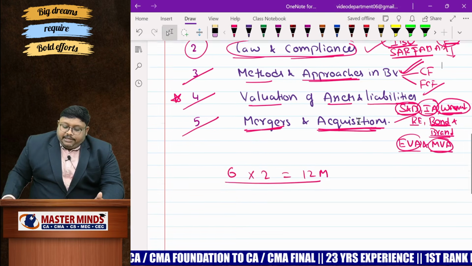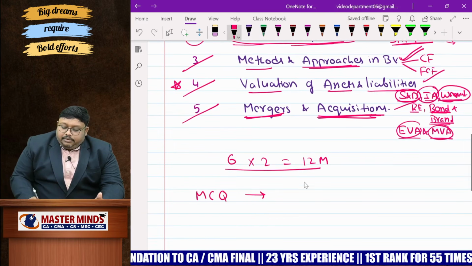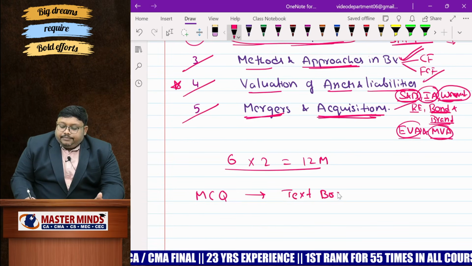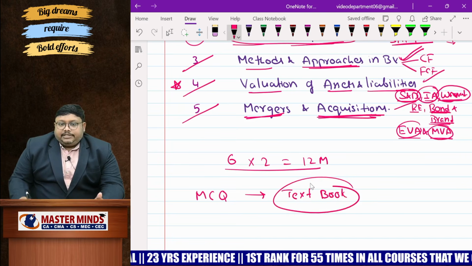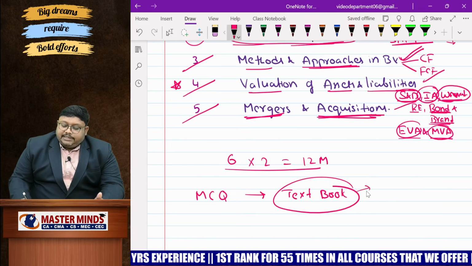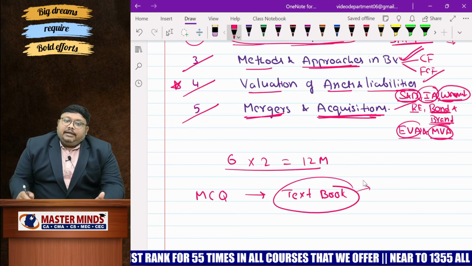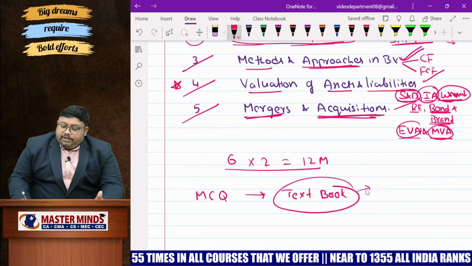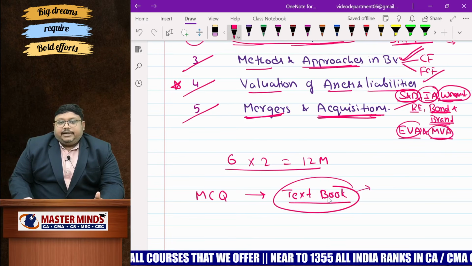Coming to MCQs, the important source is the textbook. All MCQs from the back side of your textbook, or if you are a Mastermind student, you have that. We have some MCQs in the concept book as well as the workbook. You can go through it, and all MCQs from the textbook you have to study.